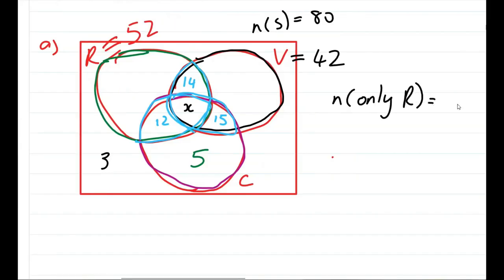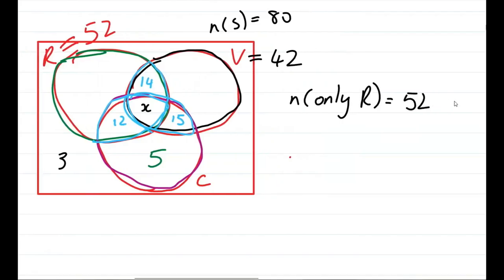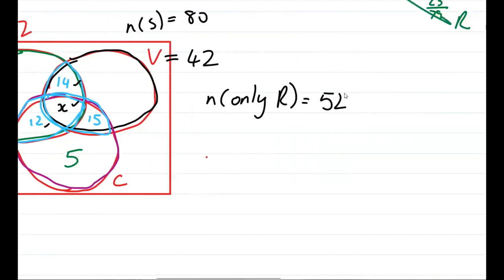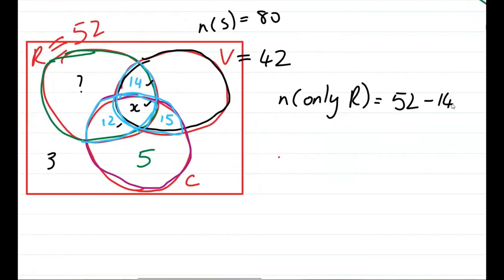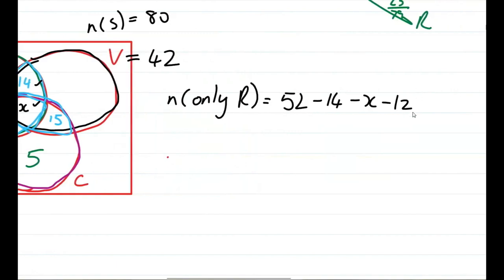Rugby should count up to 52, right? And this space over here should be 52 minus this, this, and this. You agree? Yes, sir. So let's subtract that. So that's 52 minus 14, minus X, minus 12. Right. So what does that count up to? 26 minus X.